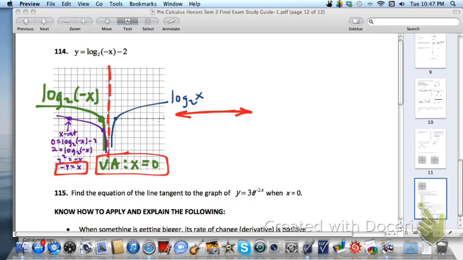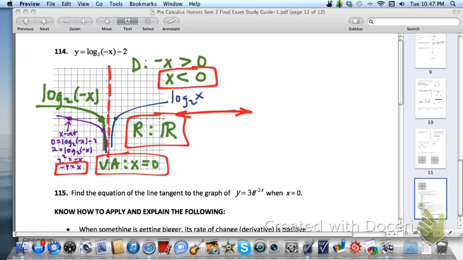What else? Oh, domain and range. Well, the domain of the function, I like to use green. The domain of the function is that whatever you're taking the log of must be greater than 0. In other words, negative x is greater than 0, and when you multiply both sides by negative 1, you have to flip the direction, and you get x is less than 0. So that's the domain of the function. And the range, you should know this by now, range of all log functions is all real numbers.